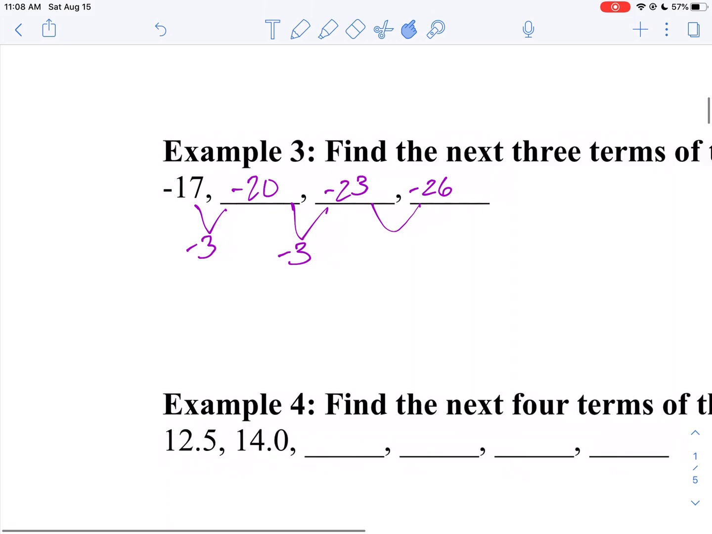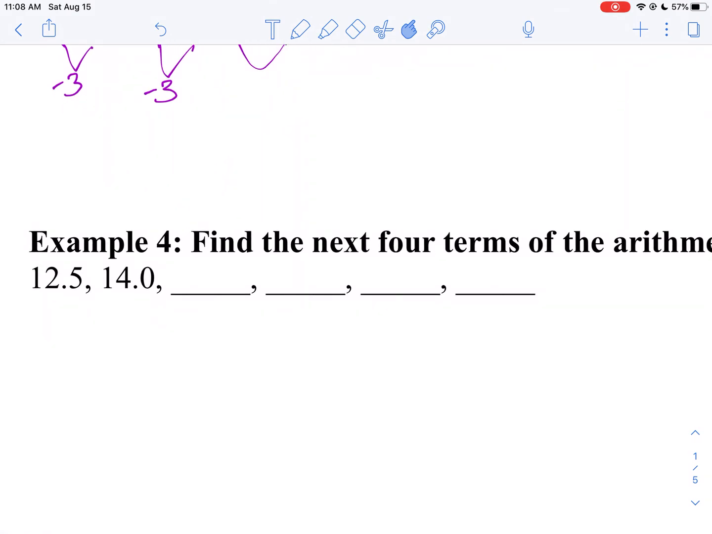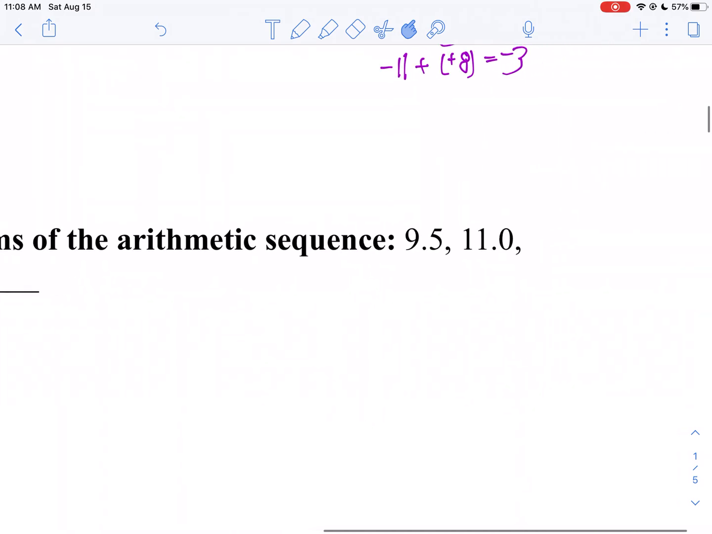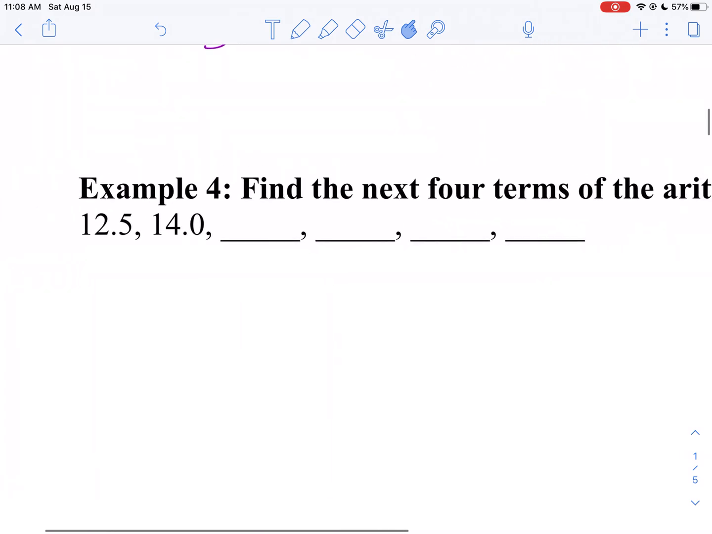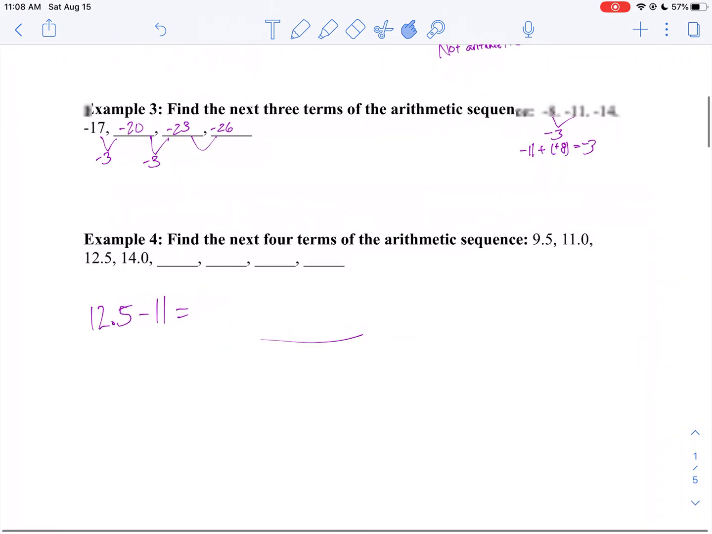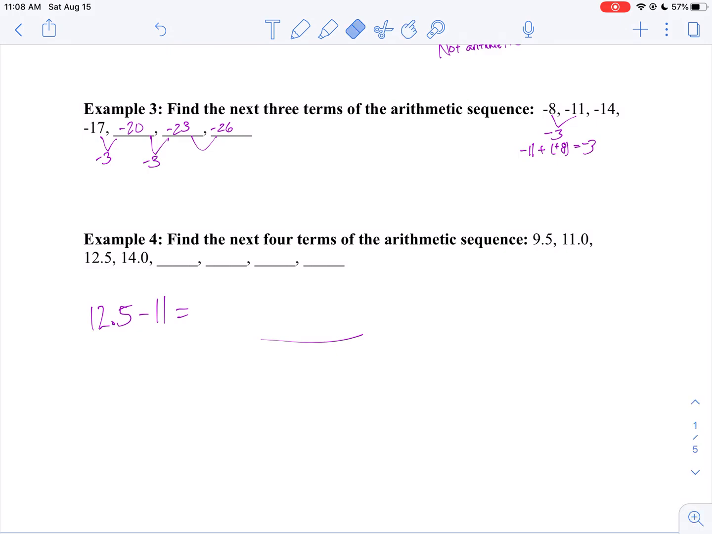Okay, let's take a look at example 4. The only difference on this one is we want to find the next 4 terms. So I think I'm going to take my third term minus my second term. I'm going to take 12.5 minus 11. I could have taken 11 minus 9.5. I'm going to take 14 minus 12.5. It doesn't matter how you do it.